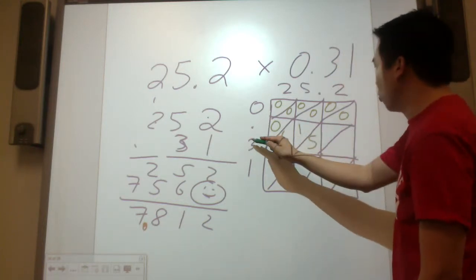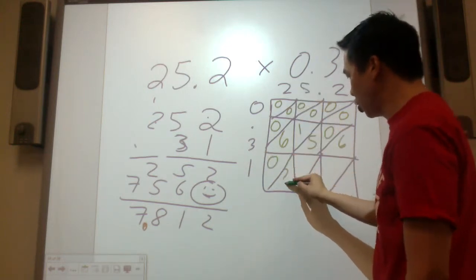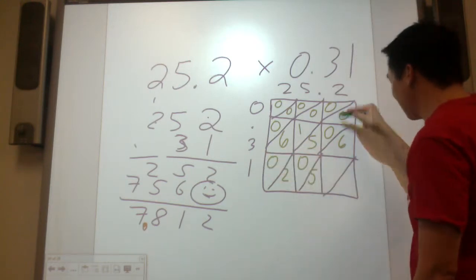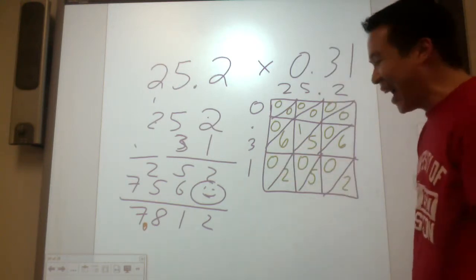Tens, ones place. What's 3 times 2? 6. What's 2 times 1? 2. What's 1 times 5? 5. What's 1 times 2? 2. And then you add it up diagonally.